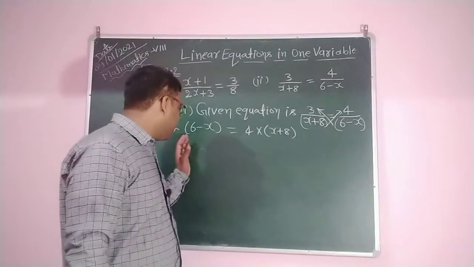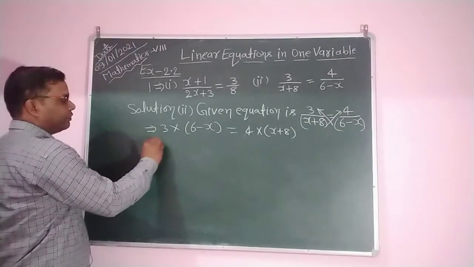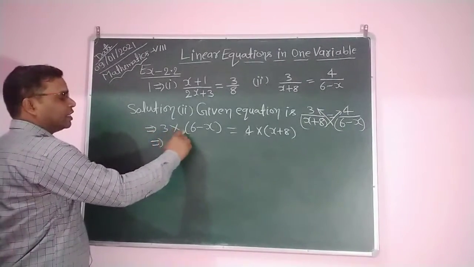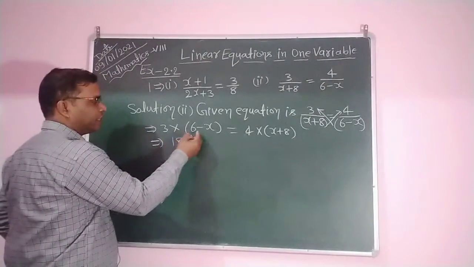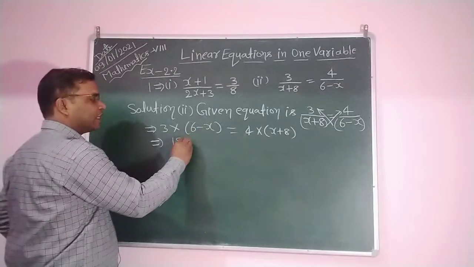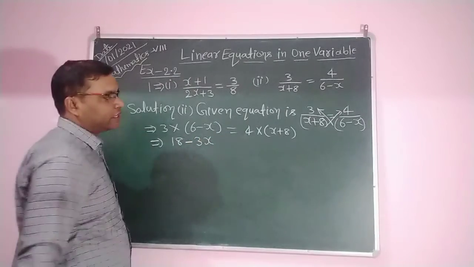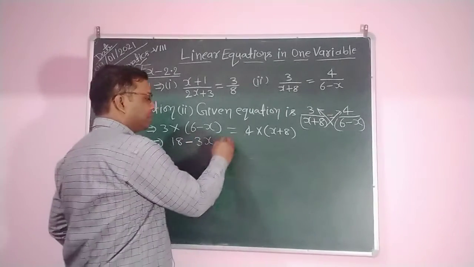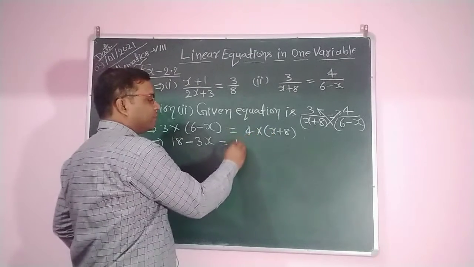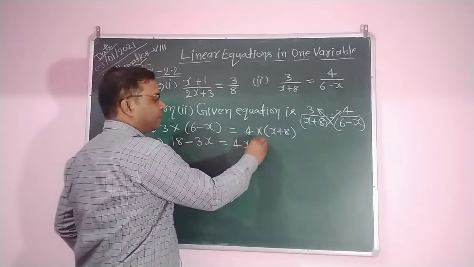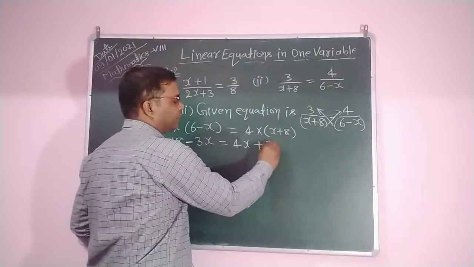Now we open the bracket. When you open this bracket, what do you get? 3 into 6 is 18. Here it is minus, so we write it as it is: 3 into x is 3x. Now on the right, 4 into x is 4x plus 4 into 8, and 4 into 8 is 32.